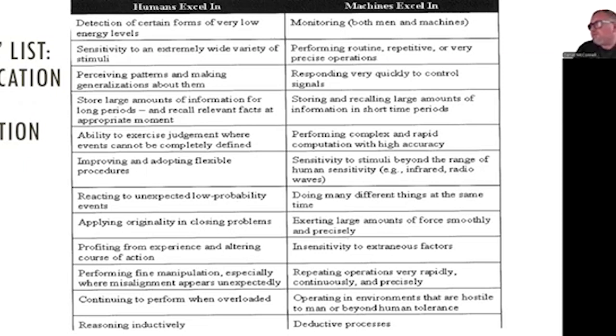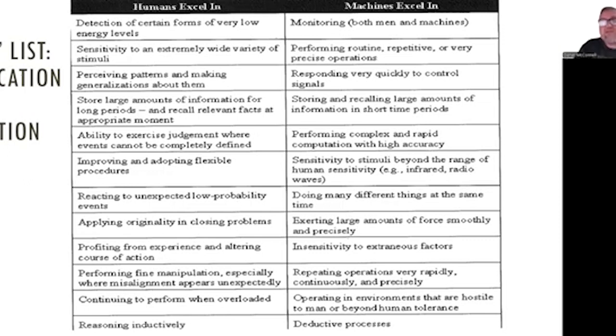And so similar down to the bottom of the list, one of them is profiting from experience and altering the course of action versus a machine being insensitive to extraneous factors, right? And that's the example I gave earlier about the unmanned ground vehicle that might not realize when it hits muddy ground and loses traction, and it just continues to plow ahead without any sensitivity to change in what's going on here.